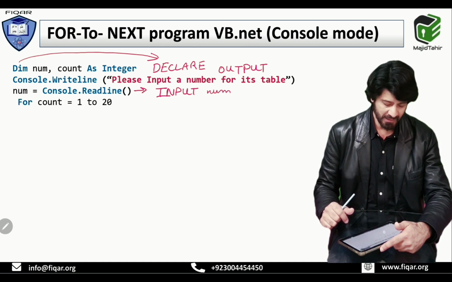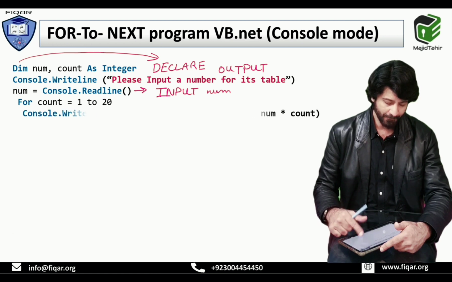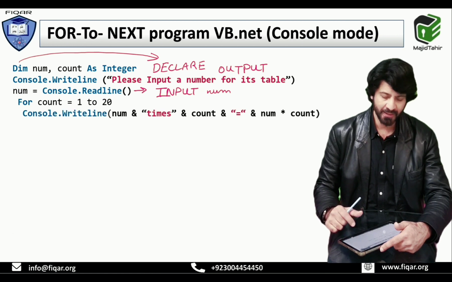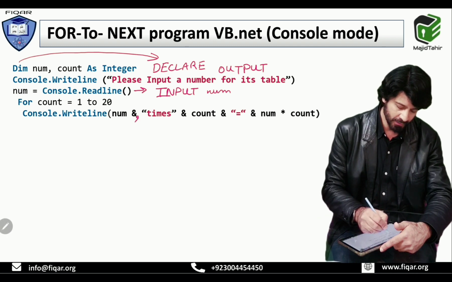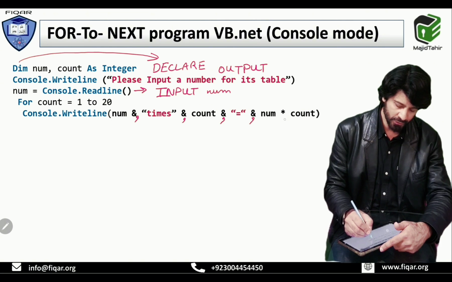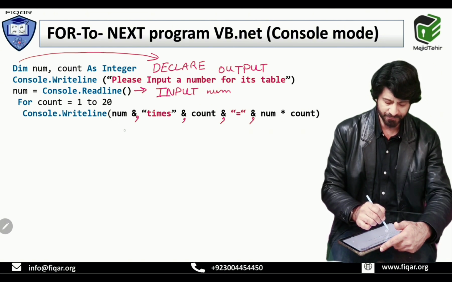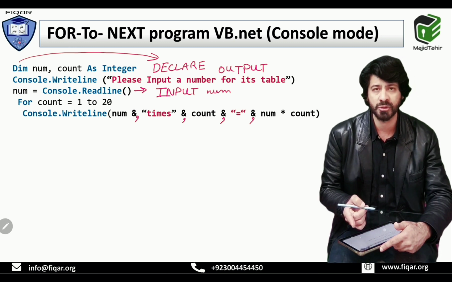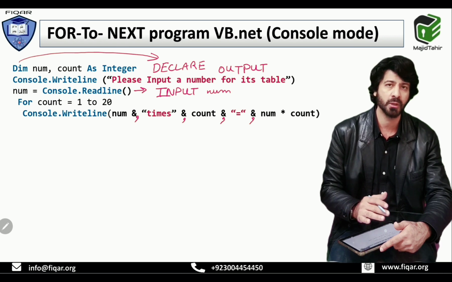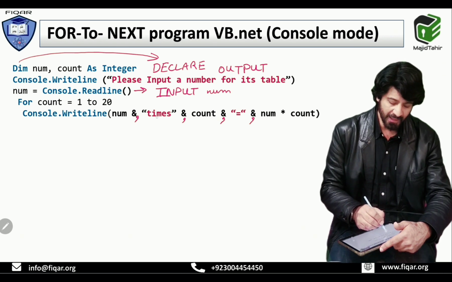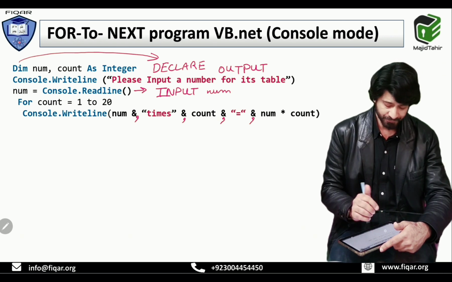The for loop is the same. For count is equal to 1 to 20. Console.WriteLine is again output. The ampersand is basically the comma in pseudocode, so it is used to separate these things. So num is going to be displayed as whatever the user inputs, so the user can input 7, or any number. Times is going to be displayed as it is.